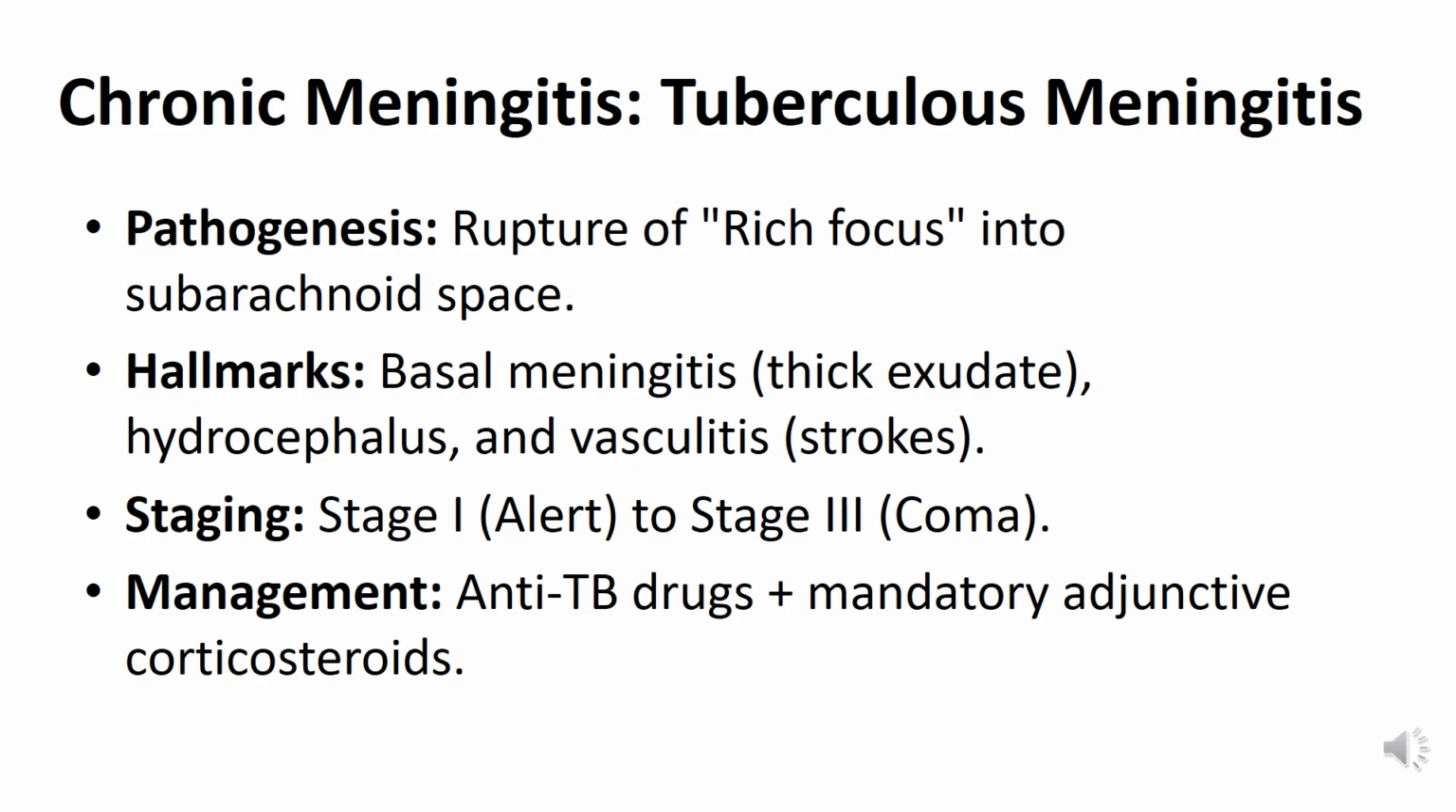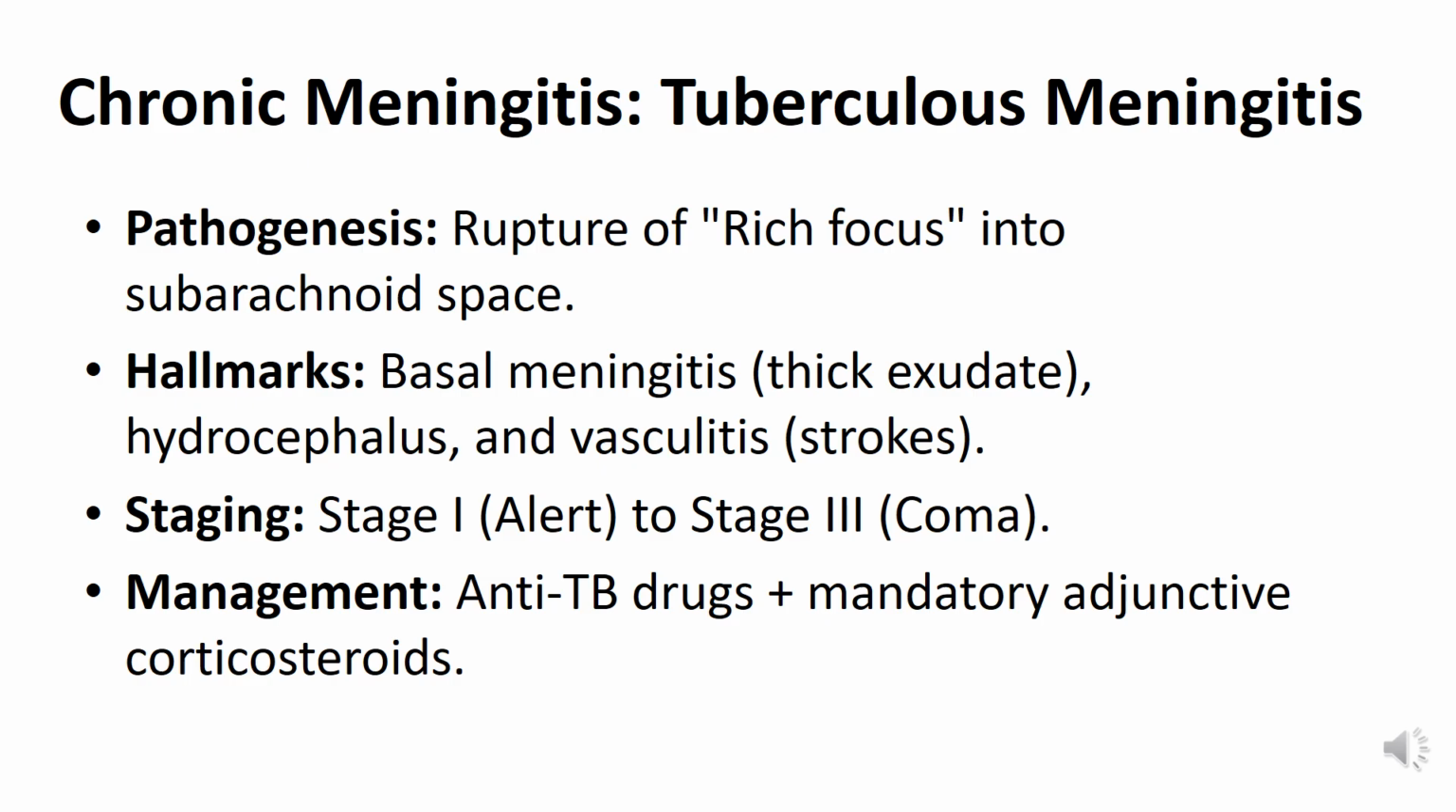Stage 3 represents advanced disease. Patients may become stuporous or comatose. Severe neurological deficits, seizures, and signs of raised intracranial pressure are common. Outcomes worsen significantly once patients reach this stage. Management requires prompt initiation of anti-tuberculosis therapy using a multi-drug regimen to eradicate the infection. However, treating the bacteria alone is not enough.